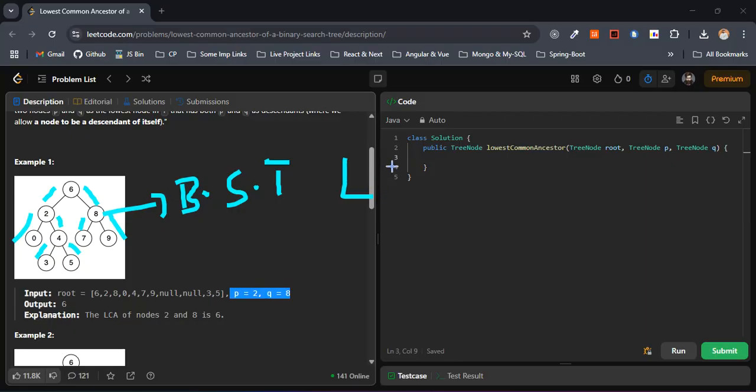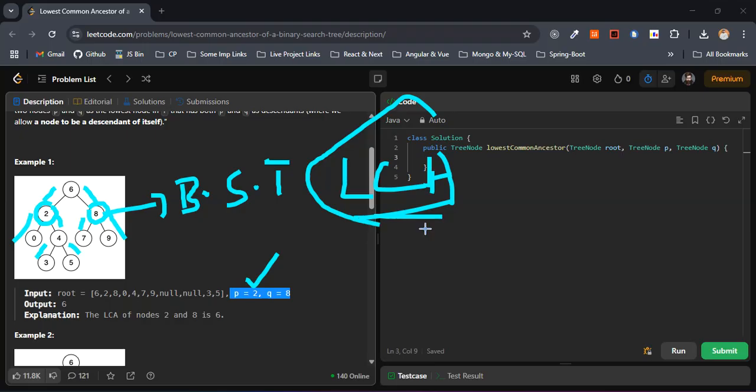LCA is nothing but the lowest common ancestor. The definition says that it is the lowest node that has both P and Q as its descendants. A node can be a descendant of itself too. Suppose 2 can be a descendant of itself, or 8 can be a descendant of itself, just for the sake of example. We have to return the node that is the LCA based on the P and Q that they have given.